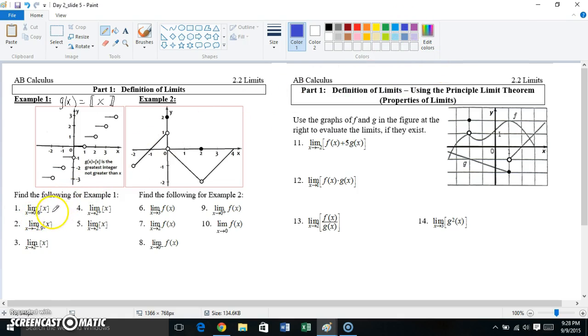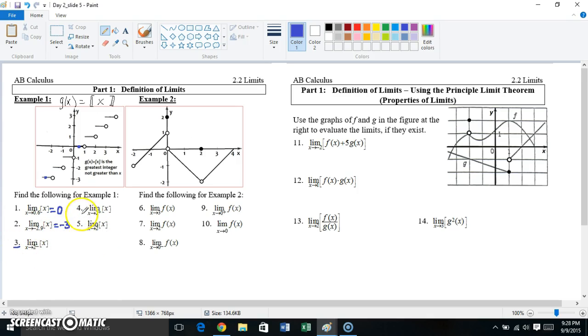Okay, the limit of the greatest integer as x gets close to 0.6. All right, 0.6 is somewhere in here between 0 and 1. The greatest integer less than or equal to 0.6 is 0. What's the greatest integer less than or equal to negative 2.9? Negative 2.9, greatest integer less than or equal to that is negative 3.